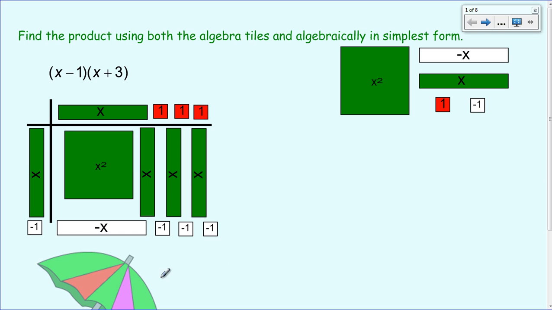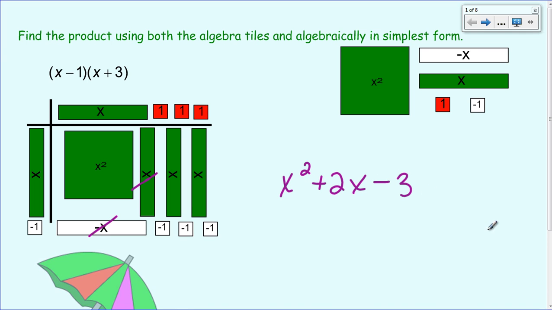Well, I have my 1x squared here. And then I have 3 x's and then a negative x. Well, this negative x takes out that positive x, so I have 2 x's left. And then I have 3 negative 1s, so that becomes minus 3. And that's what this is simplified.